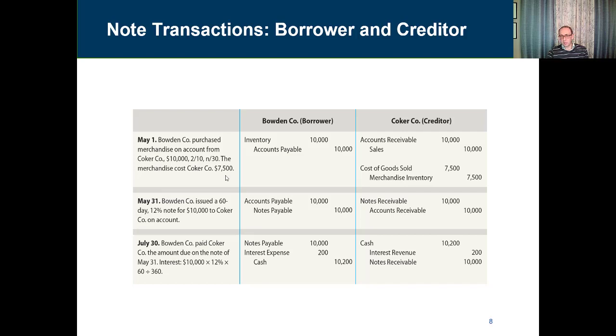So we purchased inventory on account. So we're going to debit inventory, which is the asset we acquired. So it's going to be debited, the asset, for $10,000. And we're going to increase our liabilities, which is the accounts payable, for $10,000.